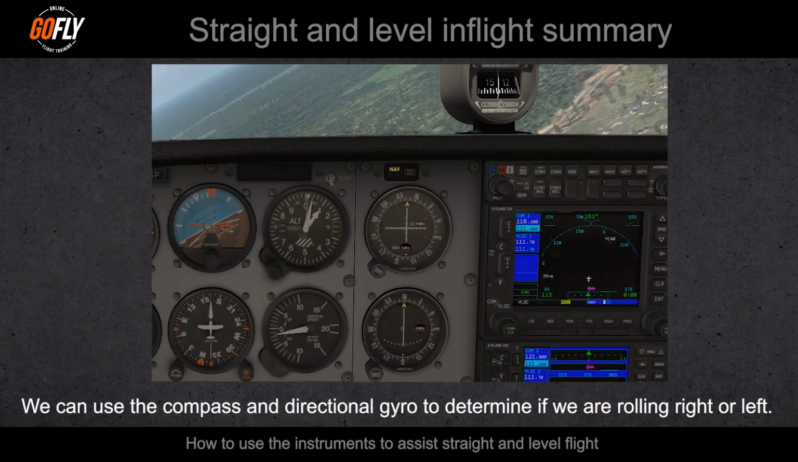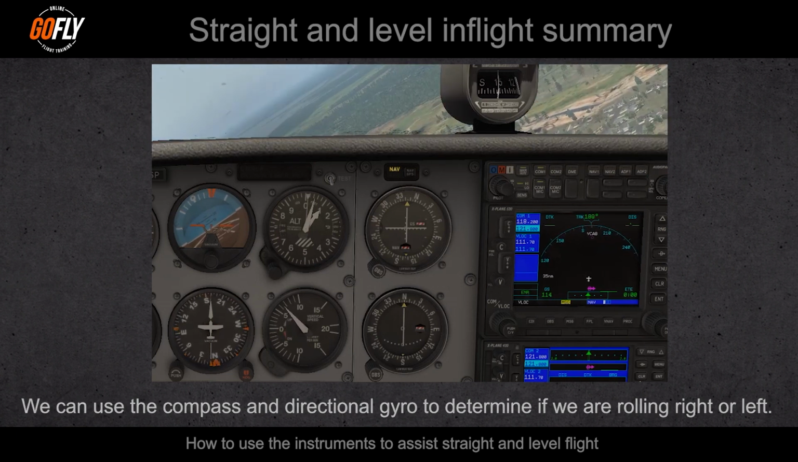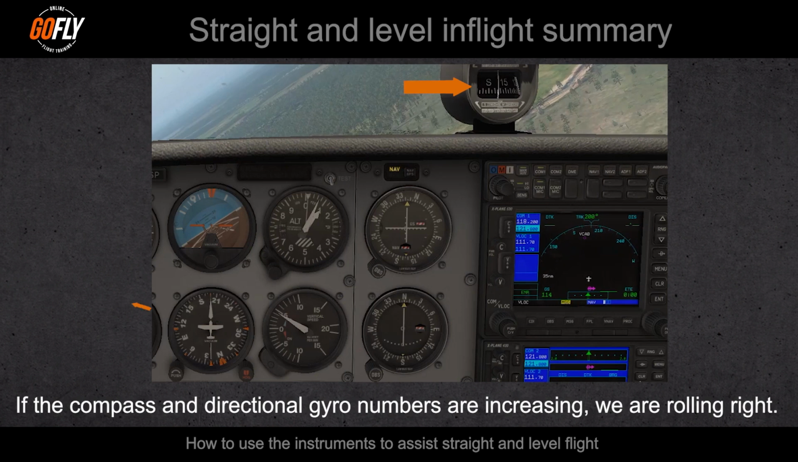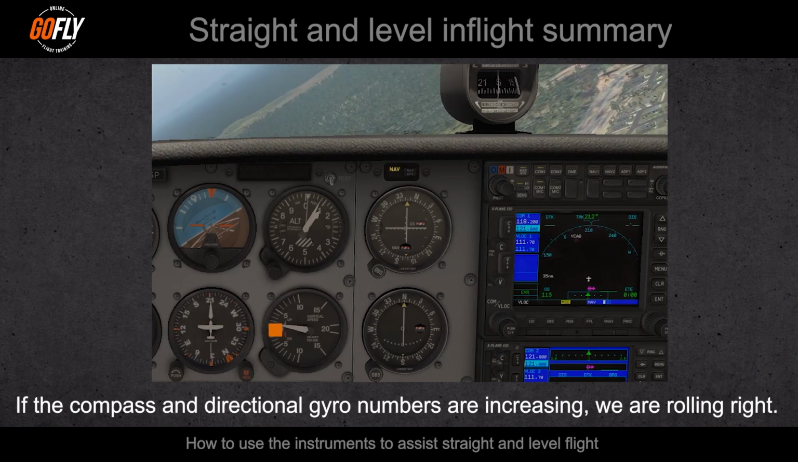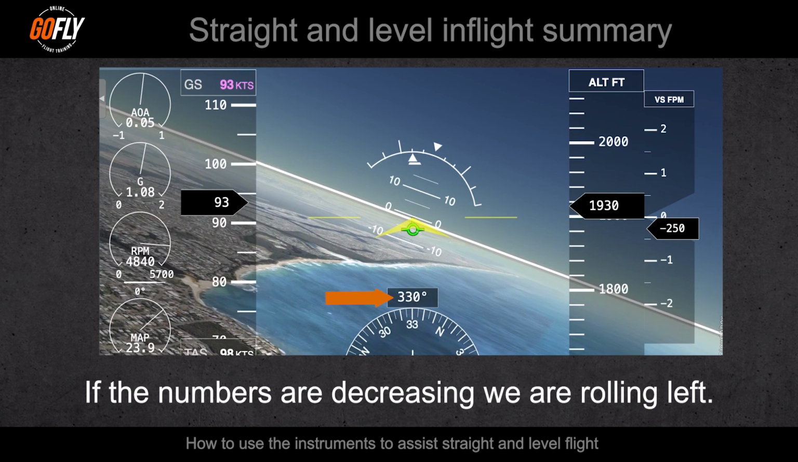We can use a compass and directional gyro to determine if we are rolling right or left. If the compass and directional gyro numbers are increasing, we are rolling right, and if the numbers are decreasing, we are rolling left.